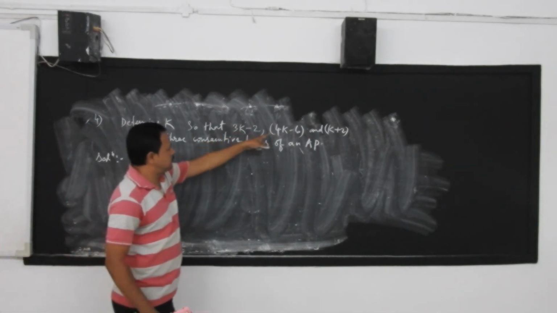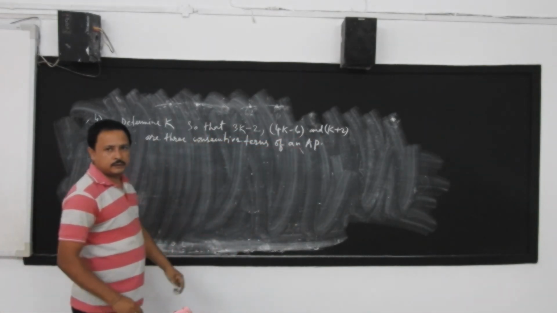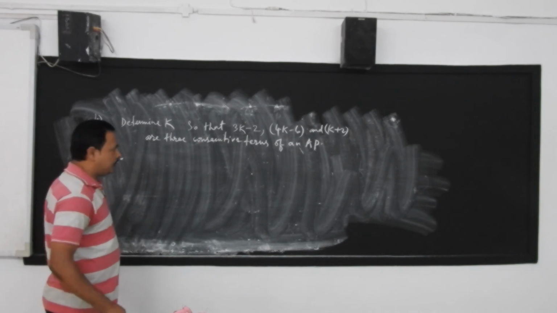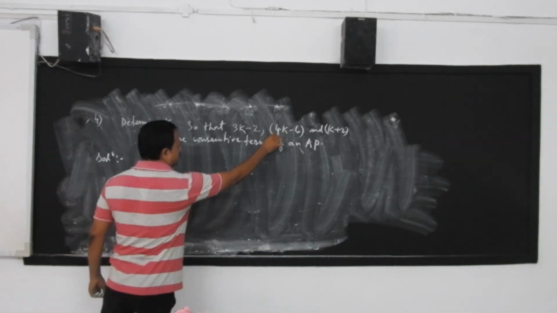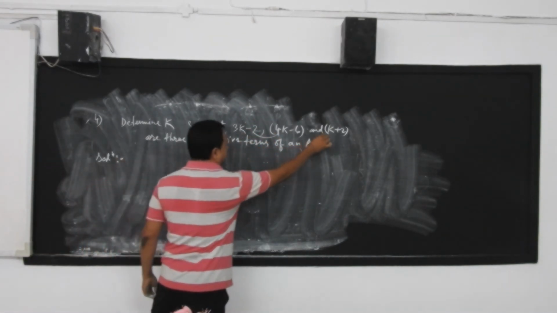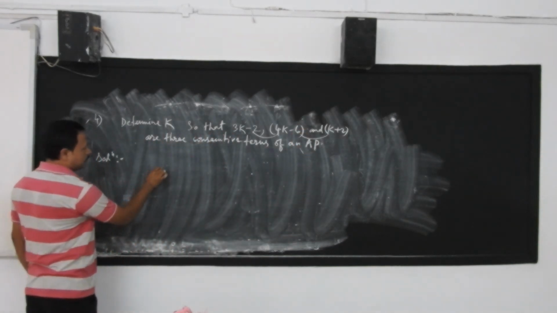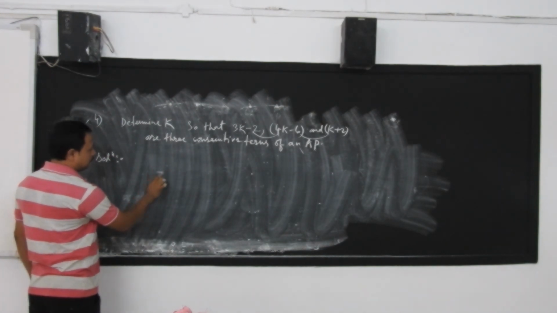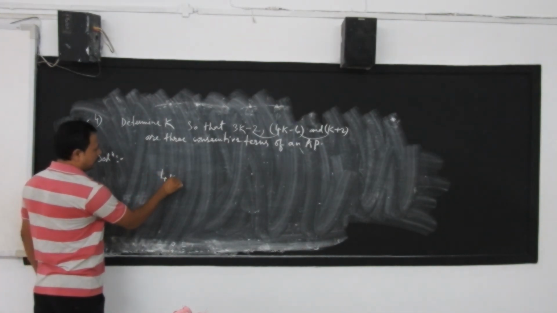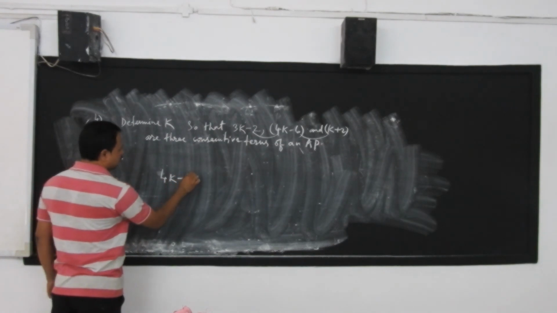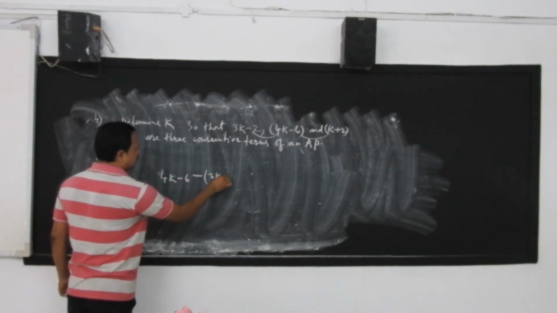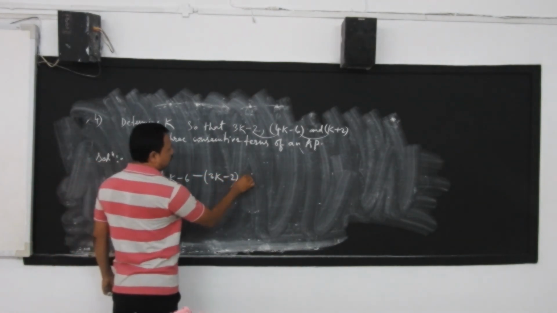Since these are 3 consecutive terms of an AP, therefore the second one minus the first one and the third one minus the second one, that means the common difference, will be equal. So we can write 4k minus 6 minus (3k minus 2) equal to.